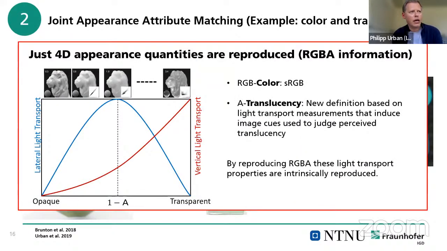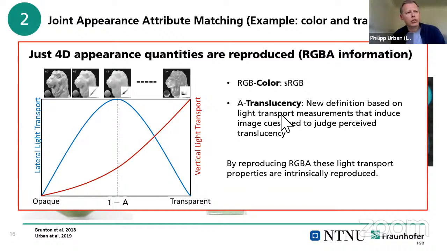For this, a normal industrial appearance 3D printing workflow is used. The whole idea is the appearance space behind this. We are copying just 4 appearance quantities. These can be stored in RGBA encoding schemes, where the RGB is sRGB, the standard RGB color space linked to perception, and the A is the translucency parameter. For this one-dimensional parameter, we developed a new definition.